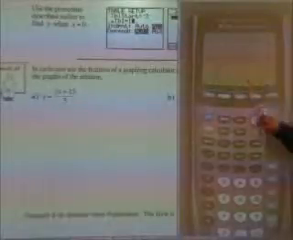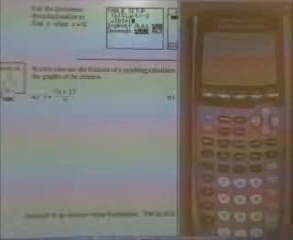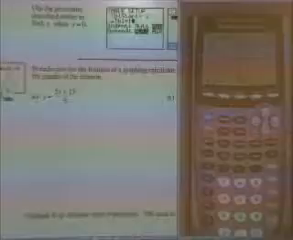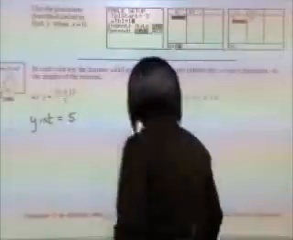X equals 0. So I can press trace, 0, and enter. And what is y equal to? 5. So then my y-intercept equals 5.